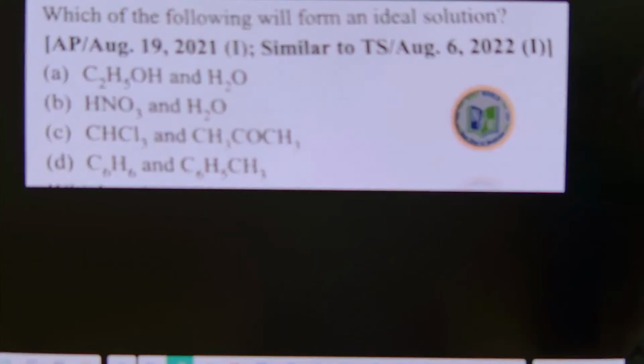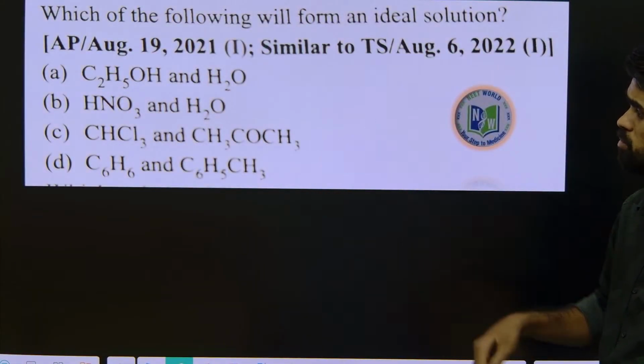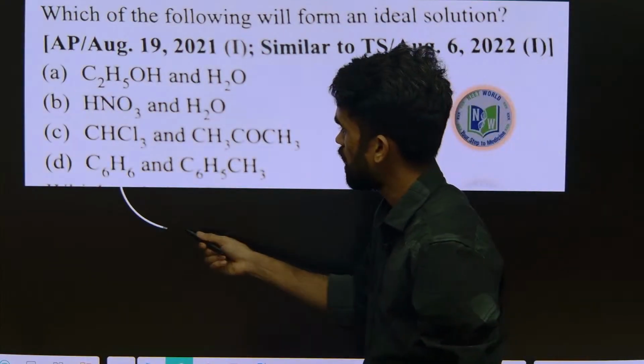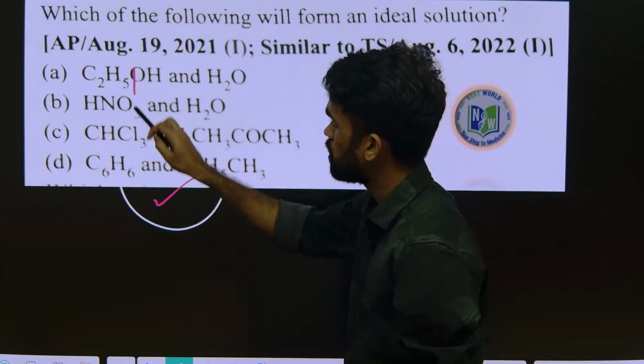Answer this question. This is about ideal solution, identifying if both of them have the same intermolecular forces, then it is ideal. See, benzene and toluene have the same intermolecular forces, so this is ideal. All of the others are not ideal.